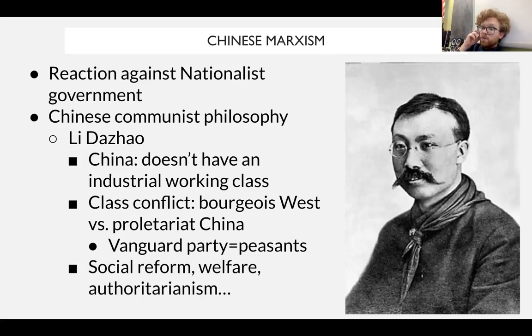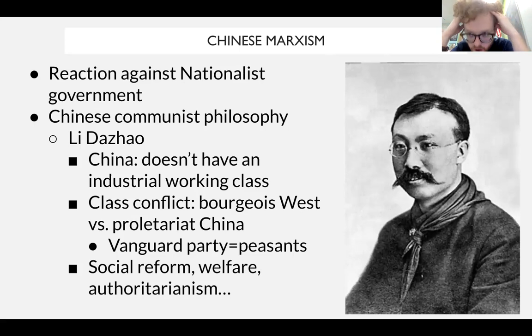So according to orthodox Marxism, China could never have a communist revolution. They need to undergo industrialization. But how is Li going to work around this? Well, much like Lenin, Li is going to say, we could have a communist revolution now because, and here's where he is distinct from Lenin, we already have class conflict in China.